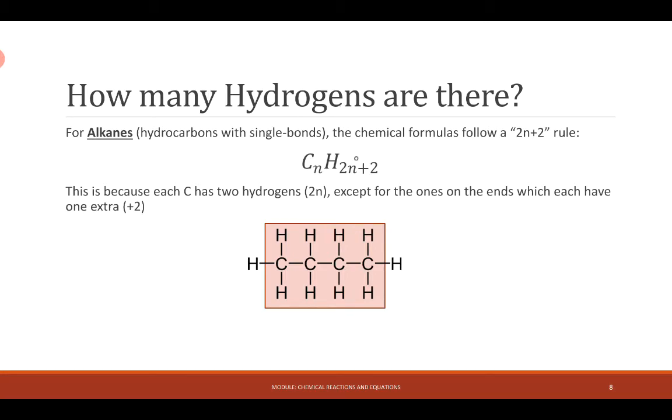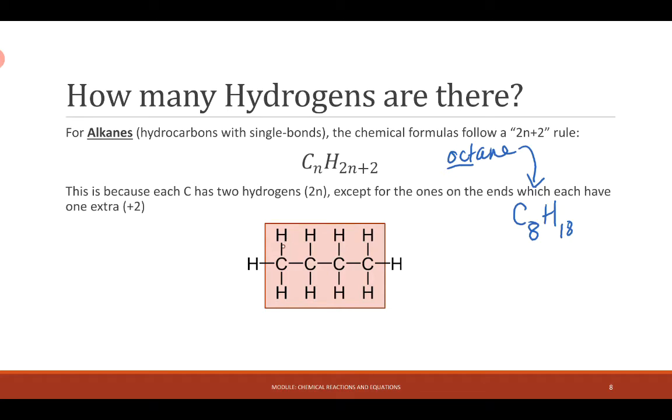So how many hydrogens are there? If you saw a name like octane, you will be able to calculate how many hydrogens are in that molecule just by knowing that it's oct in front. Because all of these simple alkanes follow this 2n plus 2 rule. That means that whatever the subscript is for your carbon, you just have to double it and then add 2. 8 times 2 is 16, plus 2 would be 18. So octane would have the chemical formula C8H18.